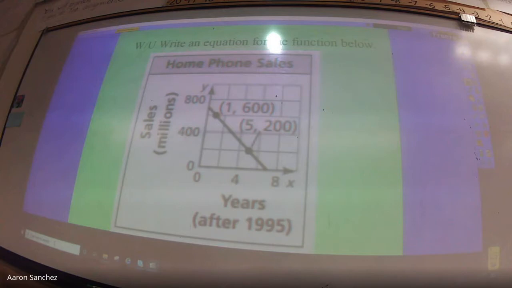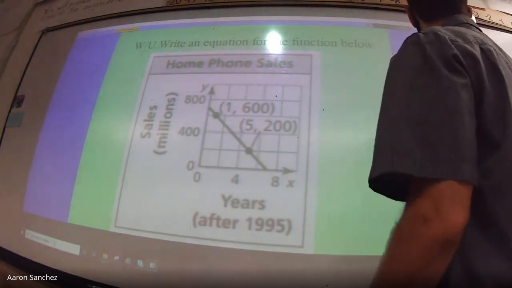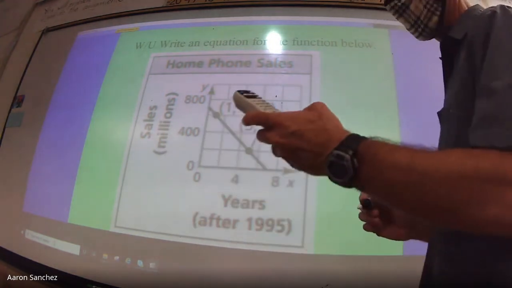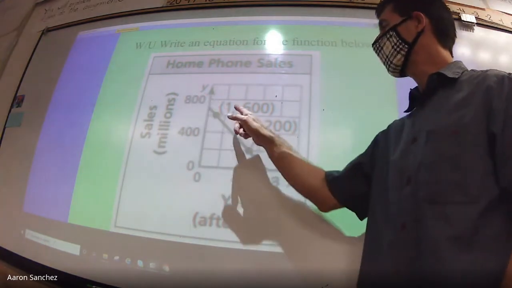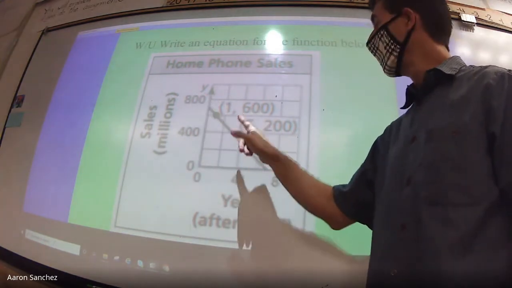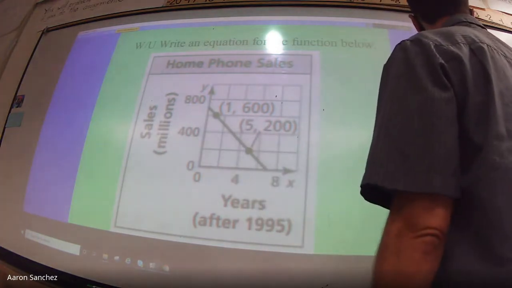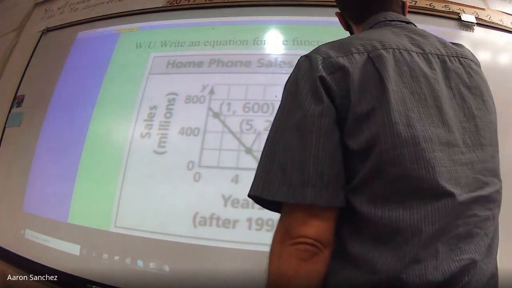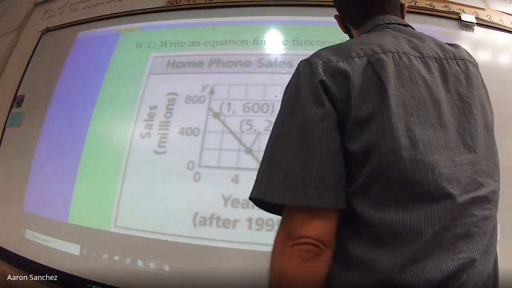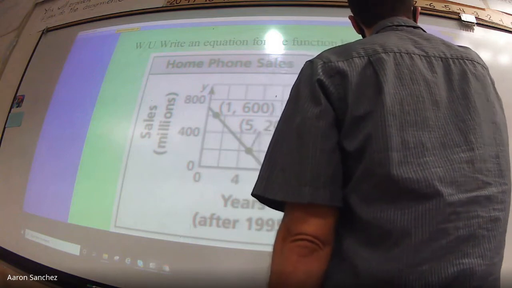Okay, first thing to do in order to find a line, what do we need to do? Identify the slope, right? So we're given a line that goes here. We're given 2 points, (1, 600) and (5, 200), right? So let me write those points down.